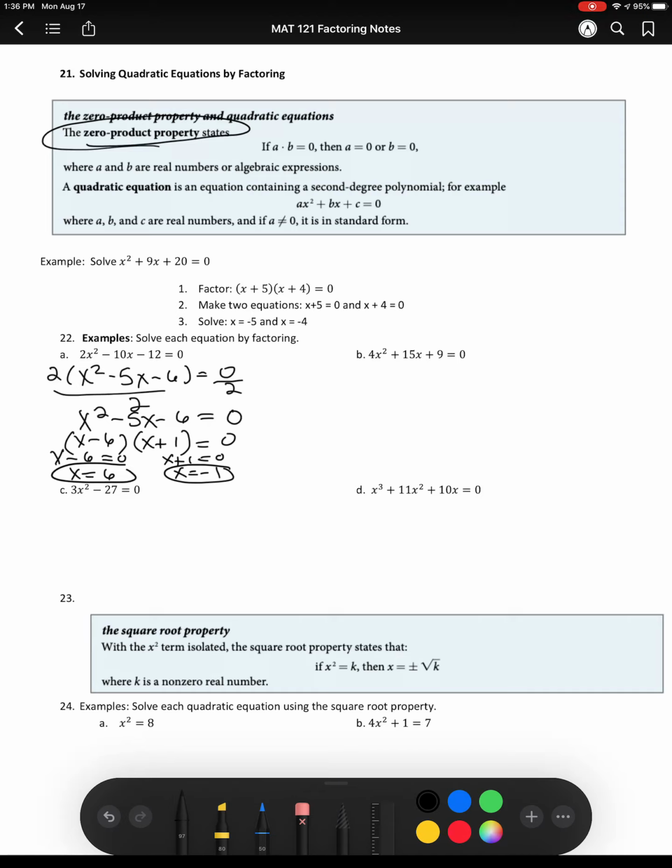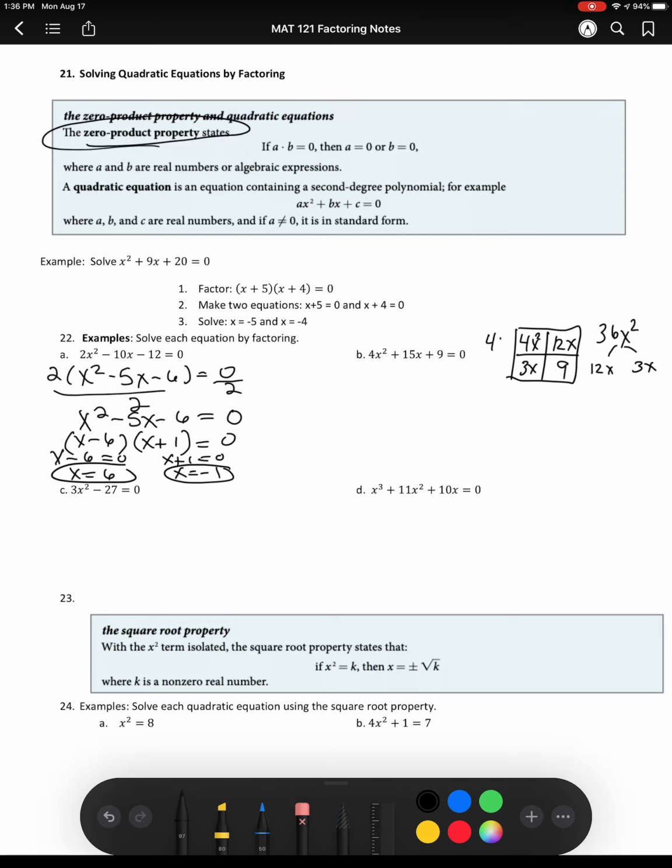Part B, I'm going to do this one using the box method. There's no GCF that comes out of all of them. So I put the 4x squared and the 9, multiply those together, and you get 36x squared. I want factors that add up to 15, so that'll be 12x and 3x. So put those in the boxes.